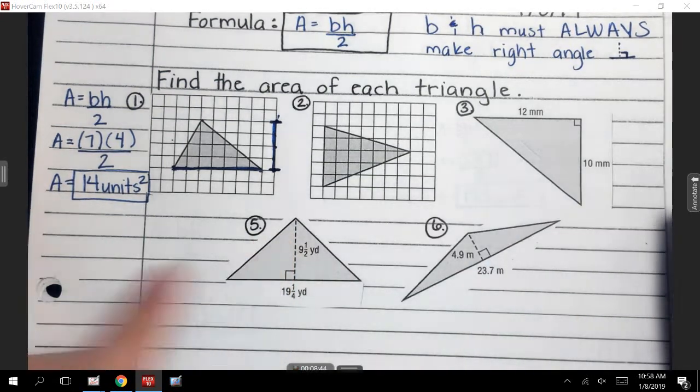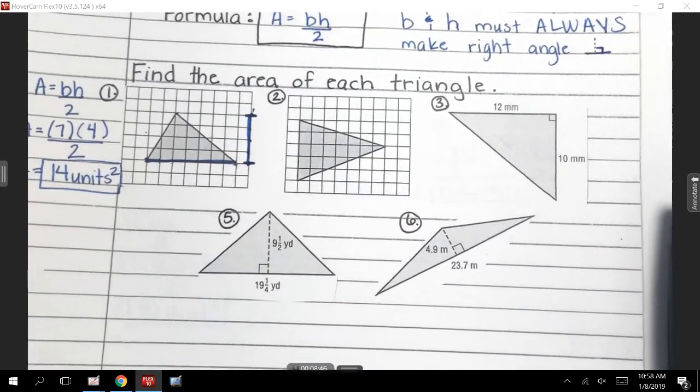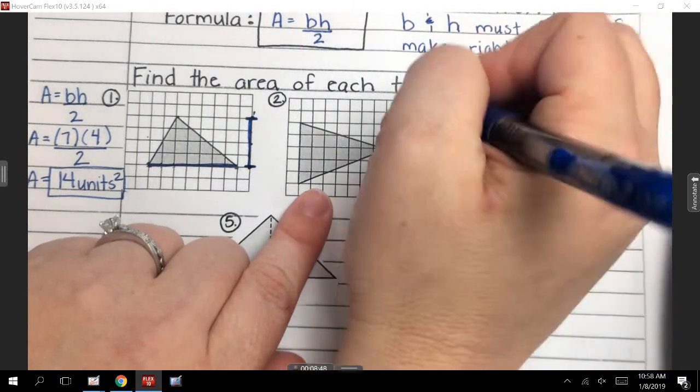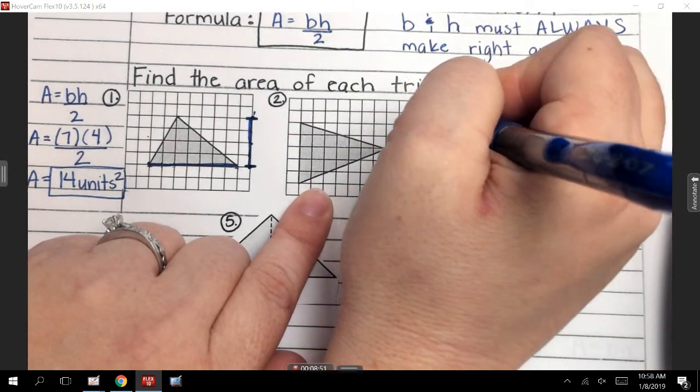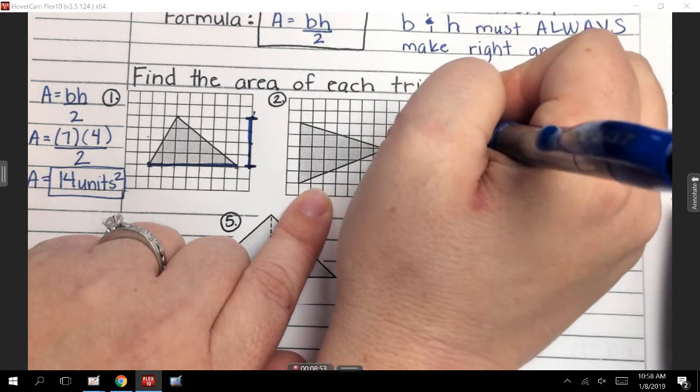All right, we're going to do number 2. I'm going to do number 2 over here in this area, so I'm going to write my formula. A equals BH divided by 2.